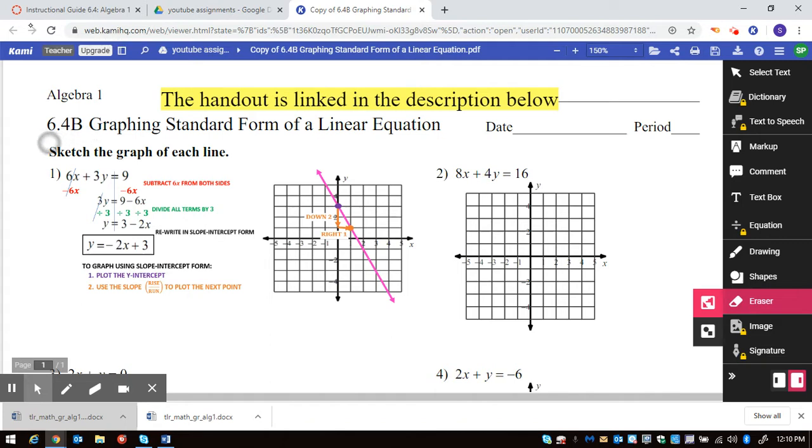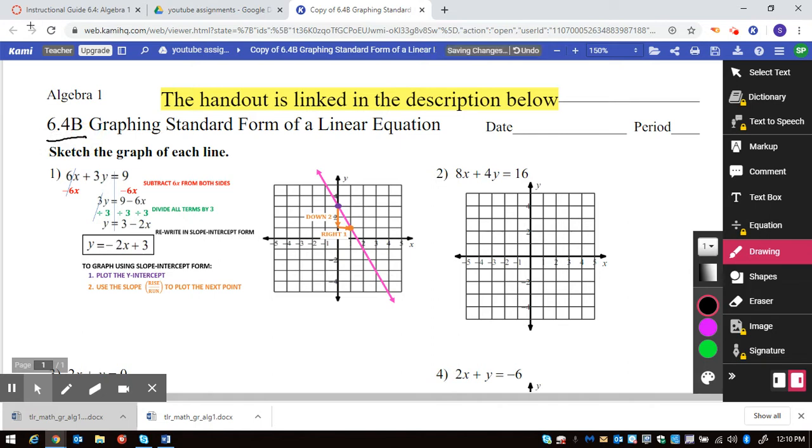This is part 2. This would be 6.4b, graphing standard form of linear equation. The 6.4a video is out there, and it is very similar to this. So we know standard form is ax plus by equals c. We know that we must change this into the format of y equals mx plus b.